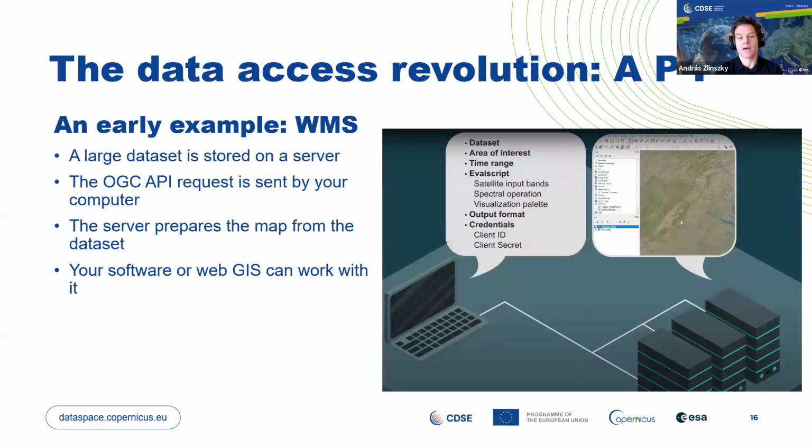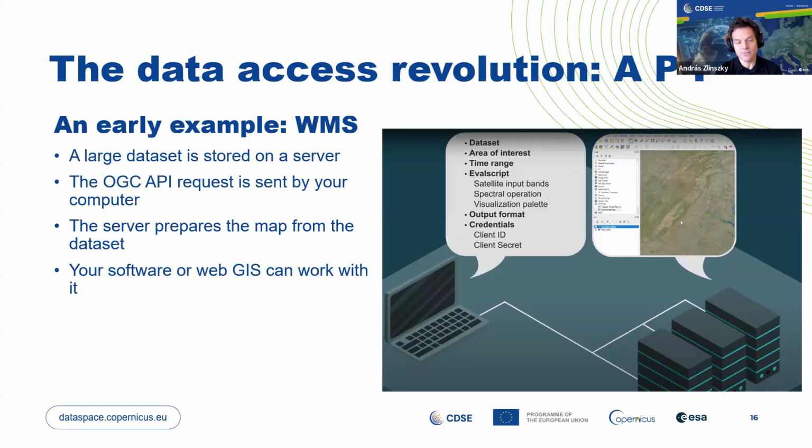Let me give you an early example. If you have worked with GIS before, you're probably familiar with WMS, web map service. So here we have a large data set that's stored on a server. And the Open Geospatial Consortium API allows your computer to send a request to this data set.